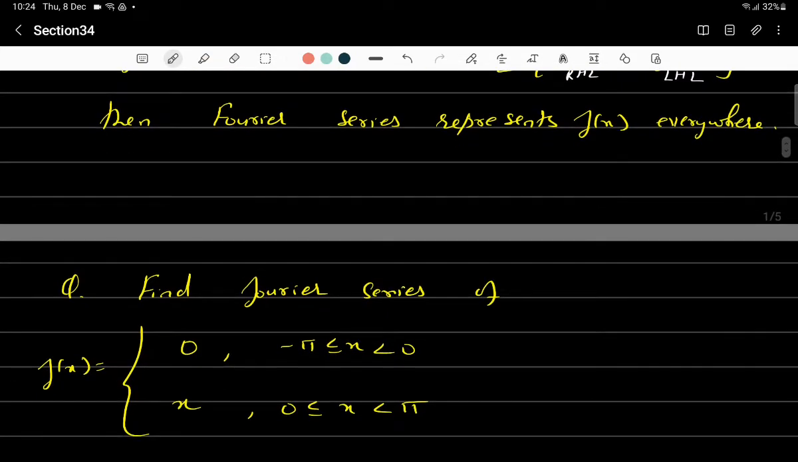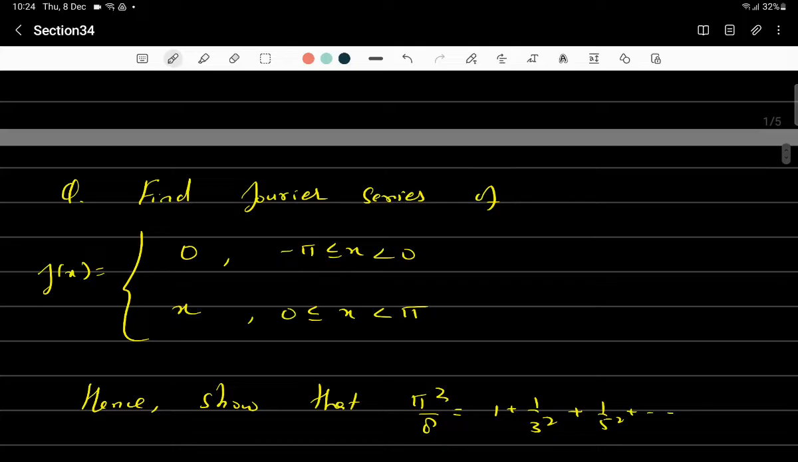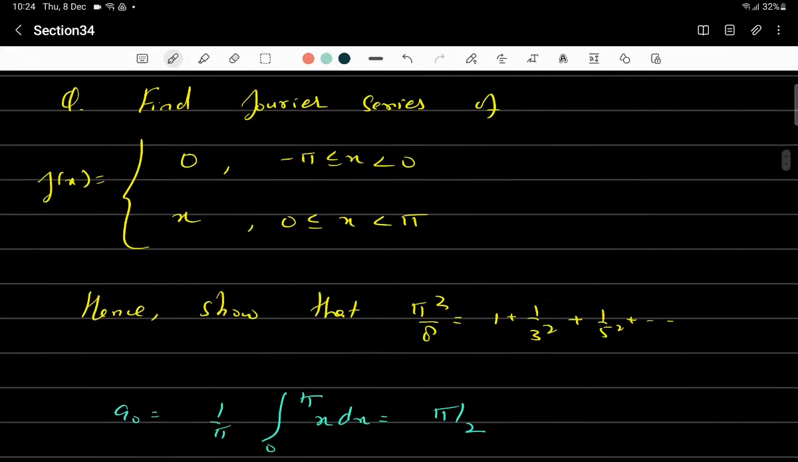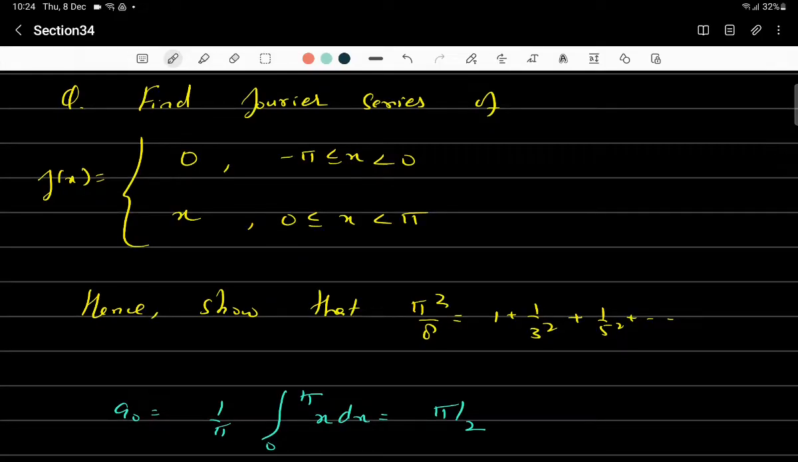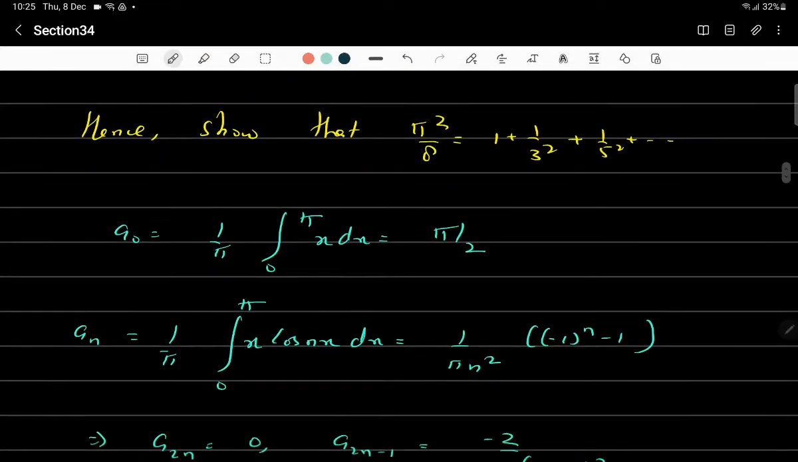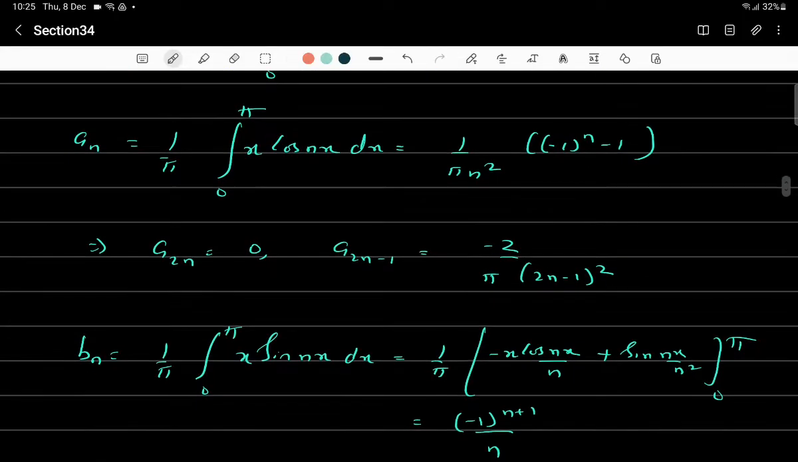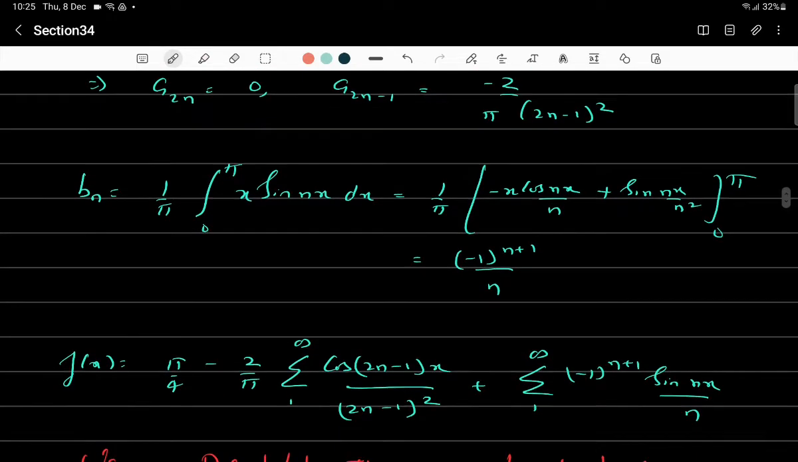It would be clear once we see an example which says find the Fourier series for the given function and show that pi square by 8 is equal to 1 plus 1 by 3 square and so on. So Fourier series we have already discussed in the last class, so it's not difficult. I suggest that you must try it by yourself. So a naught comes out to be pi by 2 because the function is defined from 0 to pi only and it is x. From minus pi to 0 it is 0. Similarly, you can compute a n, where you will find that a 2n is 0 and a 2n minus 1 is minus 2 by pi into (2n minus 1) whole square, and compute the value of b n, that gives you the required Fourier series.